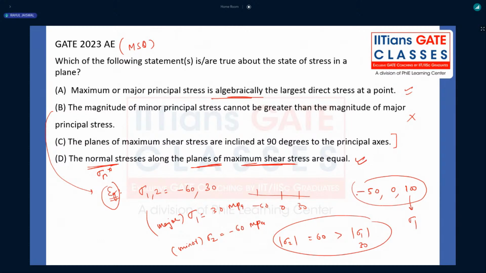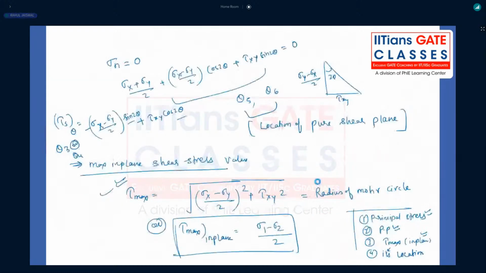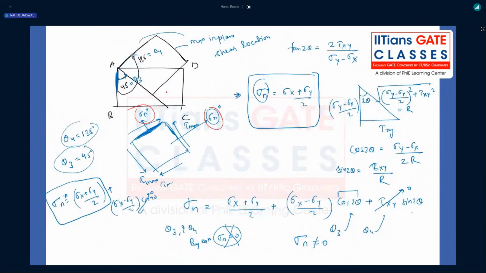Now about the third statement, right? They are saying the planes of maximum shear stress are inclined at an angle of 90 degrees to the principal axis. Whether this statement is correct, tell me. In this one only, you tell me yourself: this is a major principal plane, for example, and this is a principal plane. These are the locations of the shear stress planes. What is the angle between the planes?